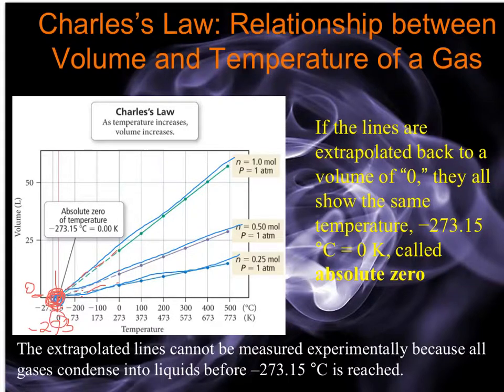So scientists called that absolute zero and developed a new temperature scale called Kelvin, and the point at which all gases reached 0 volume was defined as absolute zero or 0 Kelvin.